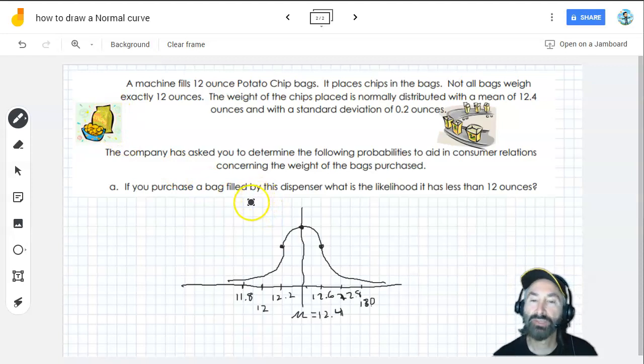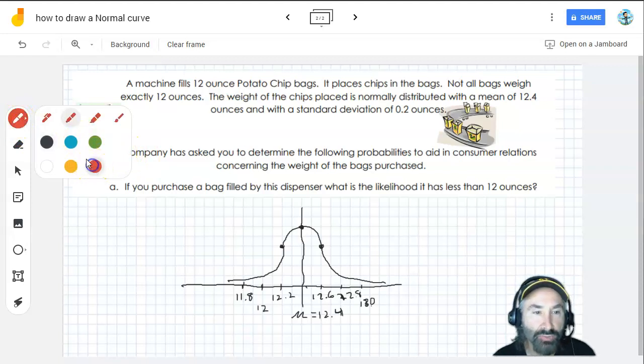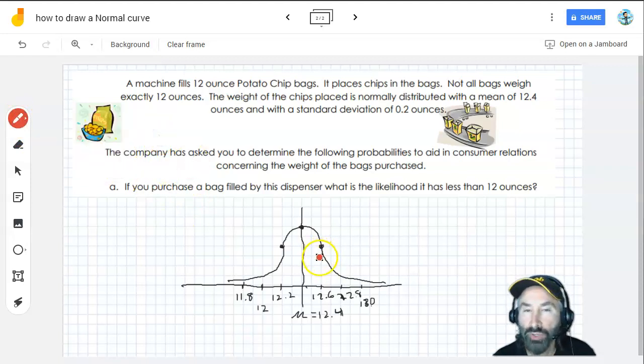The next part is something that I would like you to do for all your drawings from now on regarding normal distributions: I would like you to really clearly mark what the book calls cut points. In this case, we're concerned about the likelihood that a bag has less than 12 ounces. Well, here's 12 ounces, so I'm going to use a red line. Again, this is what the book uses, so it'd be great if you could as well. And we're going to call that a cut point.